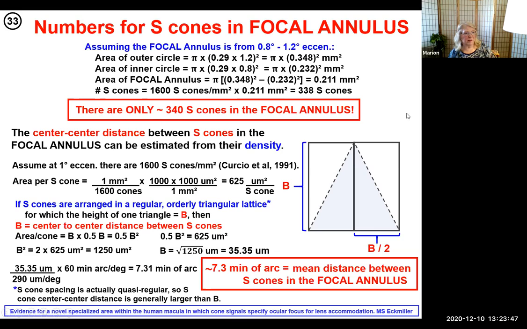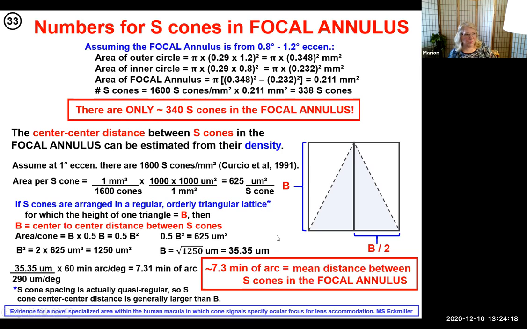I was interested in the numbers of S cones. When you calculate how many S cones there are in this focal annulus, if you're saying that the focal annulus is that small middle peak of it, some 0.8 to 1.2 degrees eccentricity, there are 340 S cones in the total focal annulus. That I found amazing.